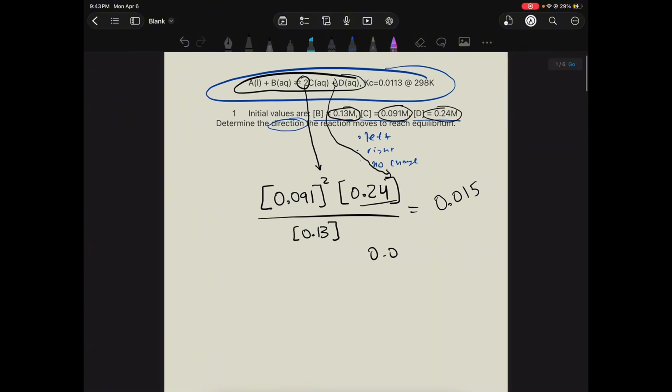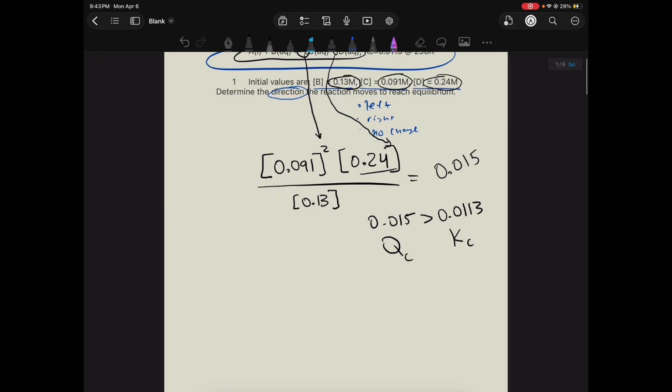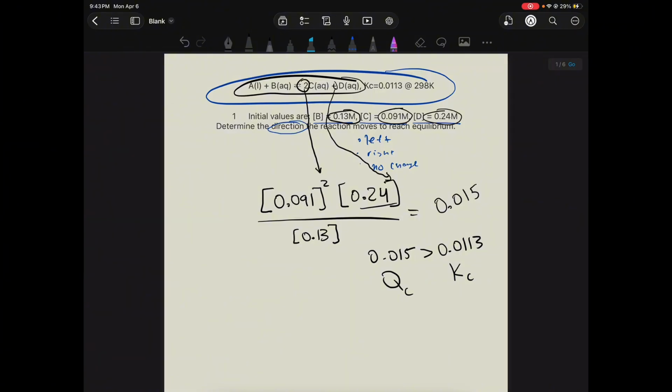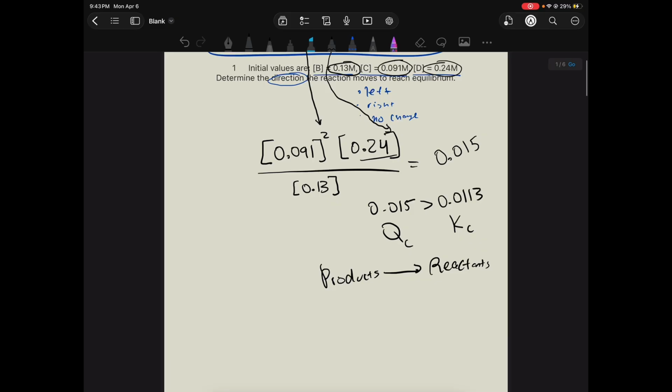This value of 0.015 appears to be greater than the Kc value of 0.0113. This is Q, this is Kc. So because Q is greater, that means that in the reaction it's shifting from the product side over to the reactant side, which simply means that the reaction is shifting to the left. So the answer here that we would be writing is to the left.